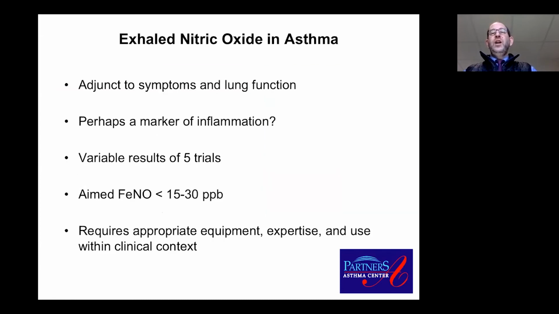So exhaled nitric oxide, again, we use it as an adjunct, and we think it's a marker of type 2 inflammation. The levels that we look for, normal is generally less than 30 parts per billion, and so anything over 30 would be viewed as a positive, an increase. And most of the time, this will respond to inhaled corticosteroids. Most of the time, steroids will decrease people's exhaled nitric oxide, reflective of less inflammation.